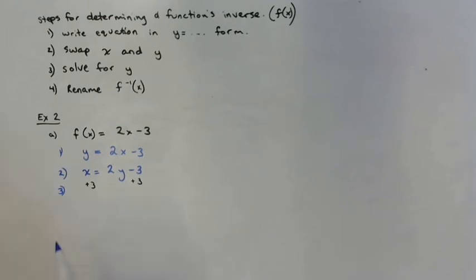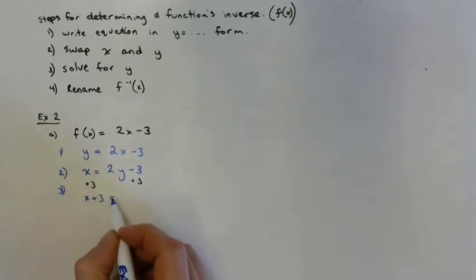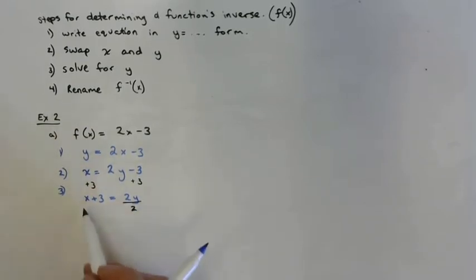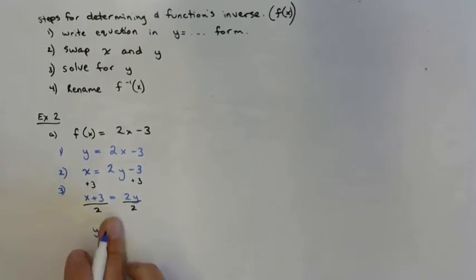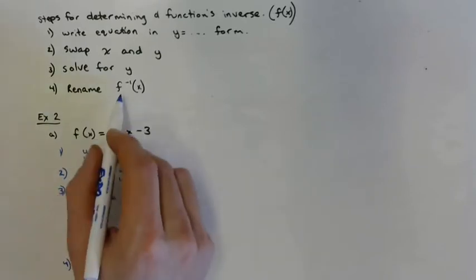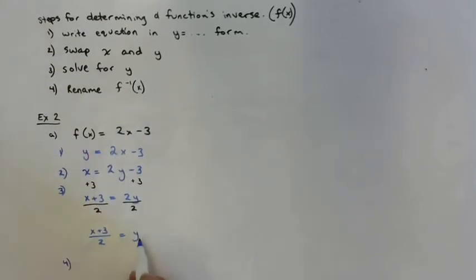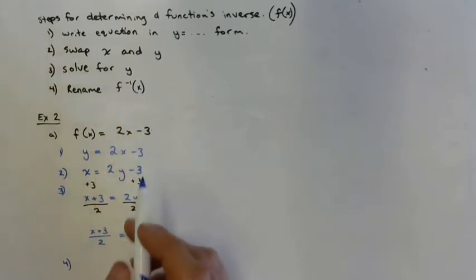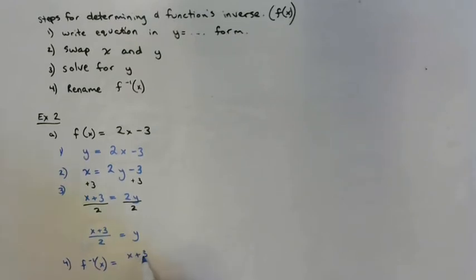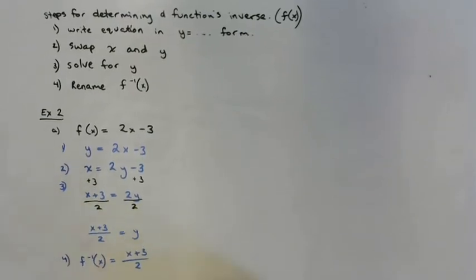I'm doing this in baby steps. This won't always be the case. So x plus 3 equals 2y. Then I can divide both sides by 2. I end up with x plus 3 over 2 equals y. And in step 4, I'm going to rearrange it and rename it. I'm going to change this y to inverse function of x notation. And the function is x plus 3 over 2.